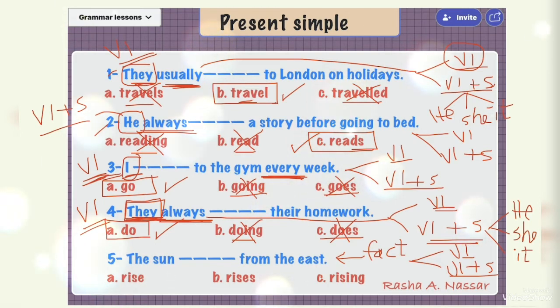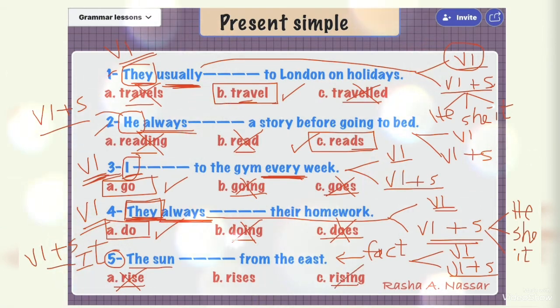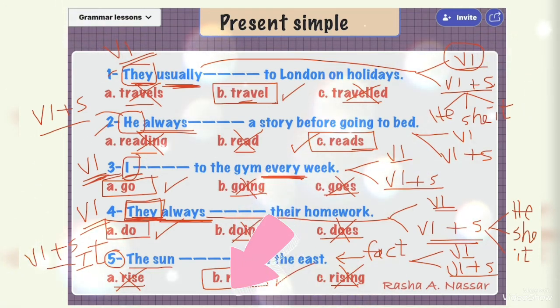So let's go back to our sentence number 5. The sun is what? The sun is it. And it takes what? Takes V1 plus S. So I will choose the verb with S. Is this the verb with S? No, teacher. Is this the verb with S? No, teacher. So the correct answer will be this one, rises. So the sun rises from the east.